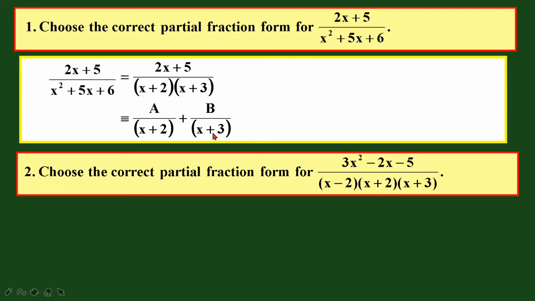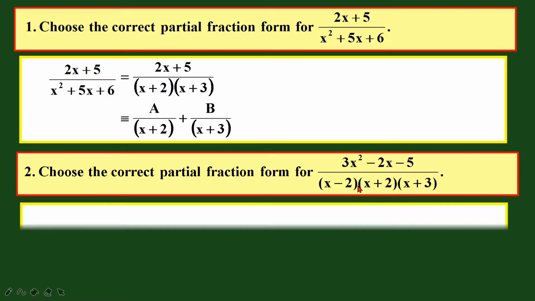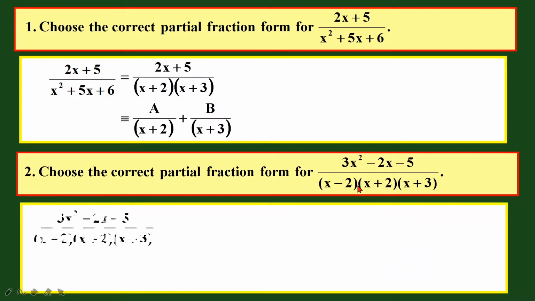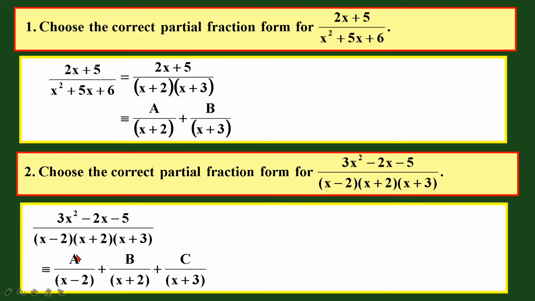Let's look at this one. It is very obvious that all are linear factors at the denominator. So what we are going to do is put them into this format: A over one of the denominators, followed by B, and followed by C. So if the denominator is linear, the value on top here is just a constant.